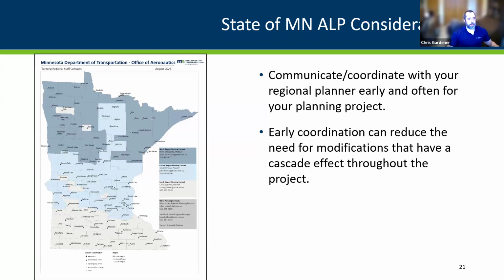And then some of the State of Minnesota ALP considerations. One of the big ones, and we had mentioned it previously, is to reach out to your regional planner. Communicate and coordinate with your regional planner early and often for your planning project. Early coordination can reduce the need for modifications that have a cascade effect throughout the airport layout plan or throughout the project. Specifically, feel free to reach out to myself in the South region, John Fleming in the Central region, or Brian McMahon in the North region.